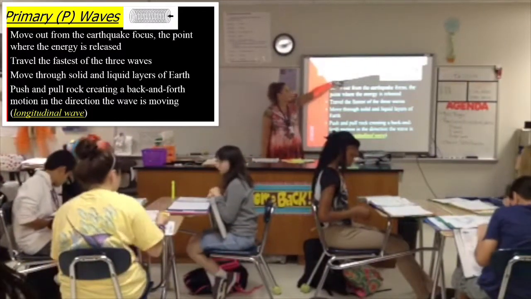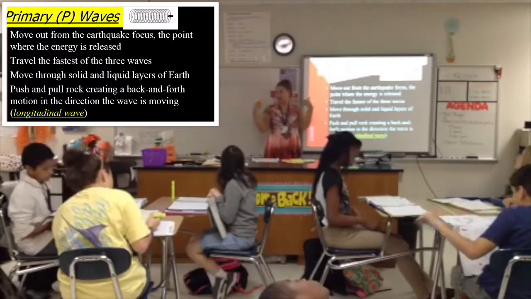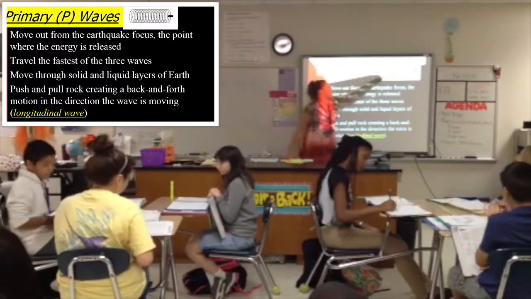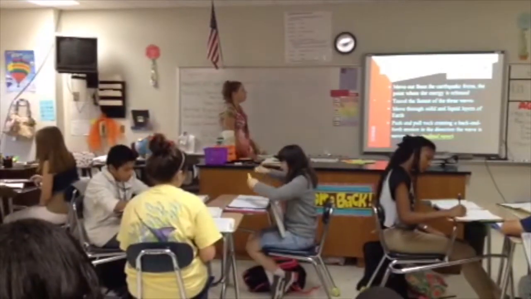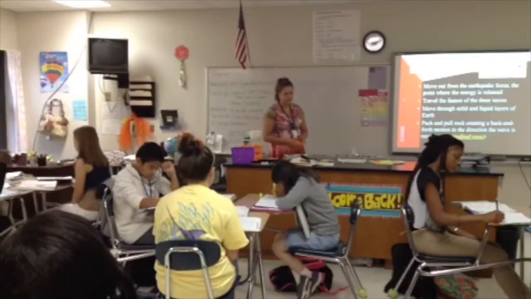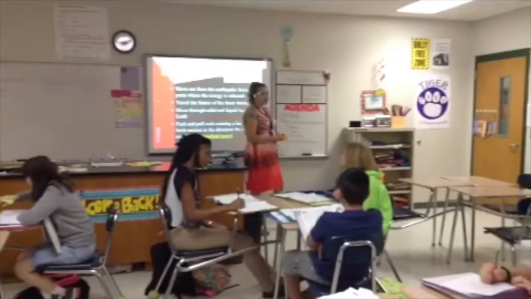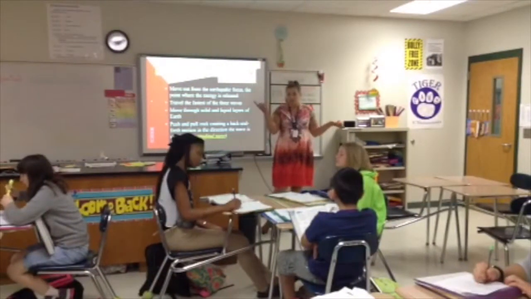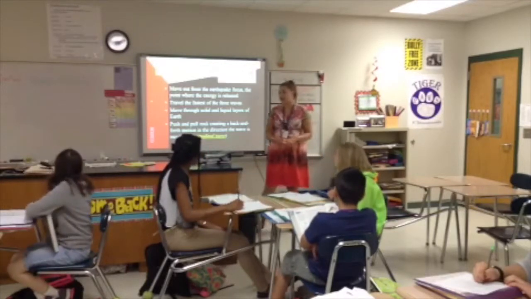Notice up here I have a picture as well. I asked you to do pictures in your bell ringer, so hopefully it's kind of coming together. When you push and pull a slinky back and forth like that, it's a longitudinal type of motion or a primary P wave type of motion as well. So primary means first. What comes next? Second, or secondary is what we're going to read about next.